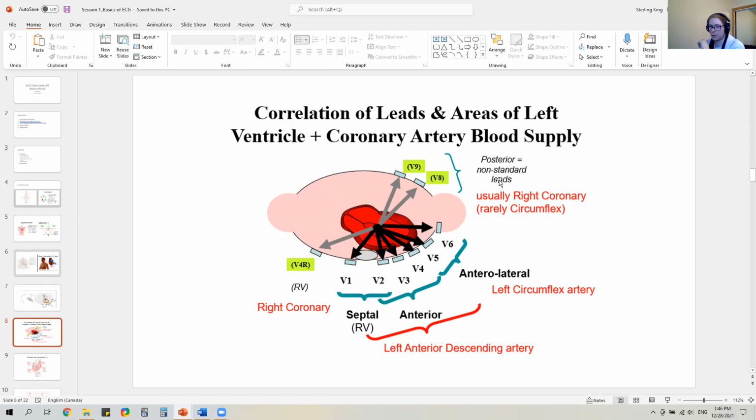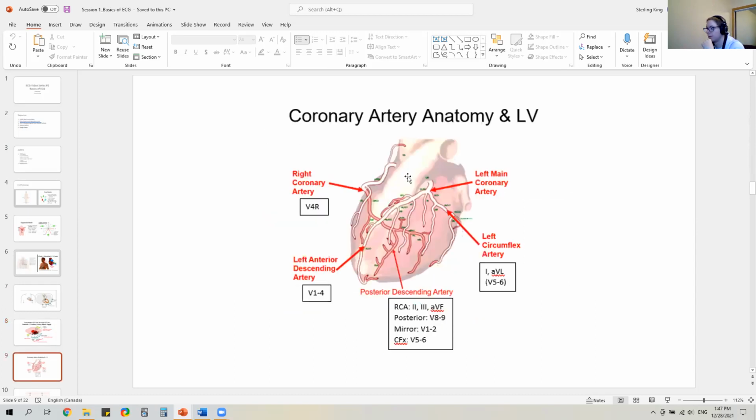And then the posterior leads are going to see the posterior descending artery, which is usually arising from the right coronary artery. So it comes around, bringing a blood vessel behind the heart. Sometimes, though, that posterior descending artery comes from the circumflex, in which case V8 and V9 would be looking at the circumflex artery, and still, of course, feeding into that posterior descending artery.